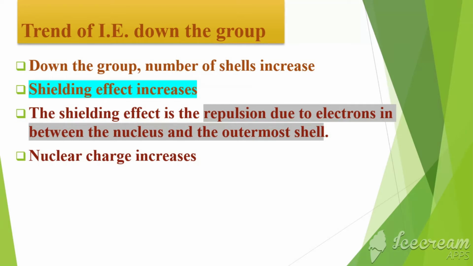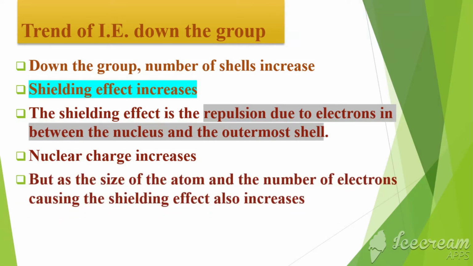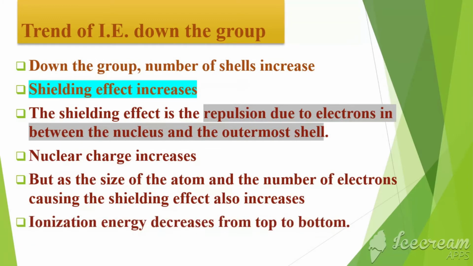When nuclear charge increases, then attraction between nucleus and outermost shell should increase. But what is dominant factor here? Shielding effect, because number of shell are increasing. Therefore, shielding effect is prominent factor. Size increases down the group. When size increases down the group, less energy is required to remove electron from outermost shell, and ionization energy decreases.